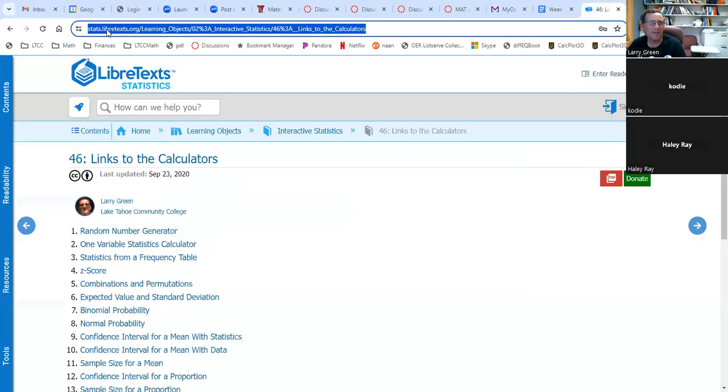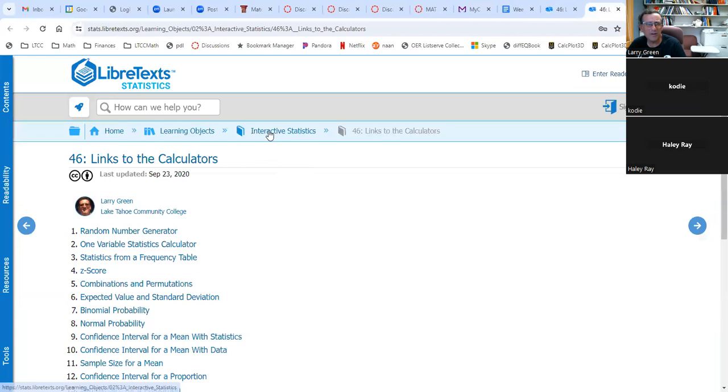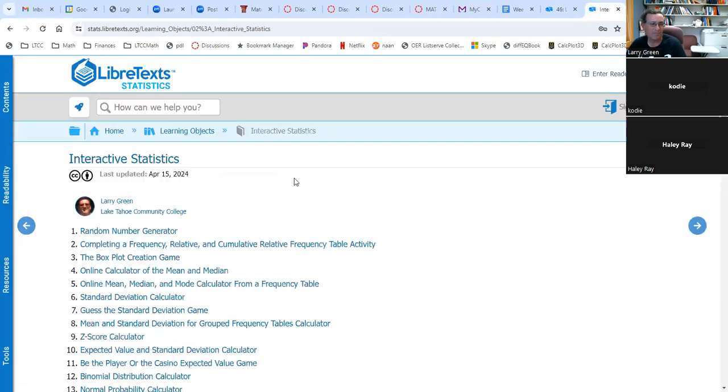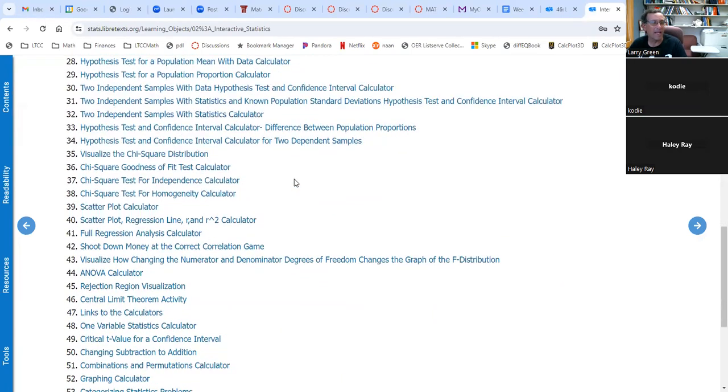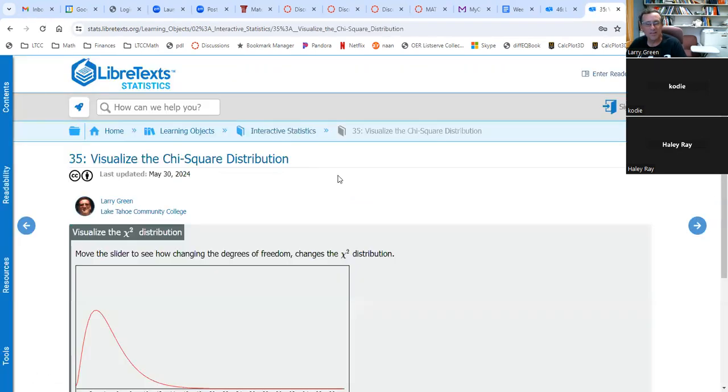Let me do it this way. If you go to the calculator and you go back 1 to interactive statistics, then you can actually go to all kinds of different things, and one is visualize the chi-square distribution. We've learned about distributions before, for example the normal distribution, which is symmetric and kind of looks like a bell. We learned about the t-distribution, which is kind of a spread out normal distribution, and the binomial distribution. So we've had some distributions already, and the next one is going to be the chi-squared.